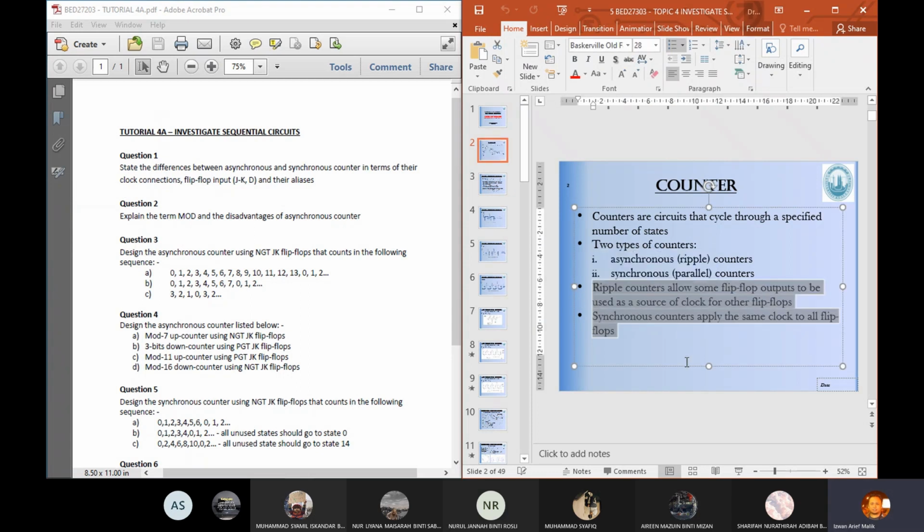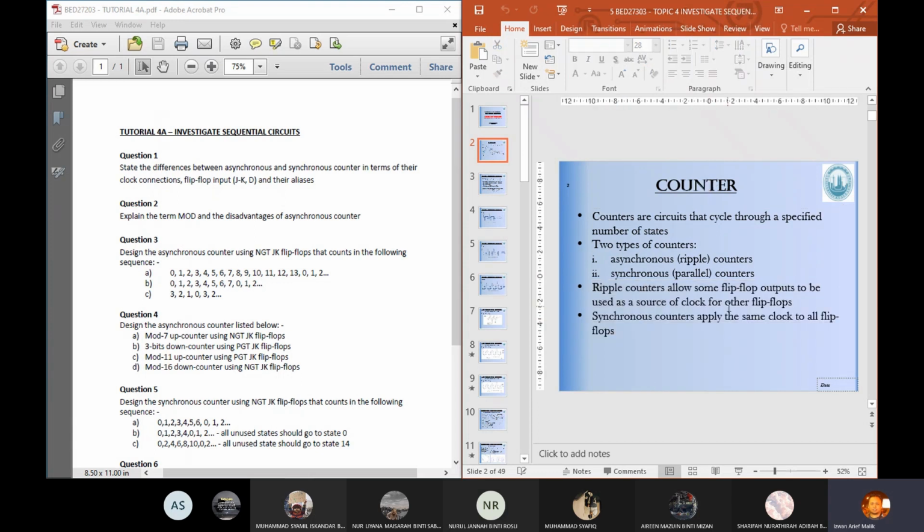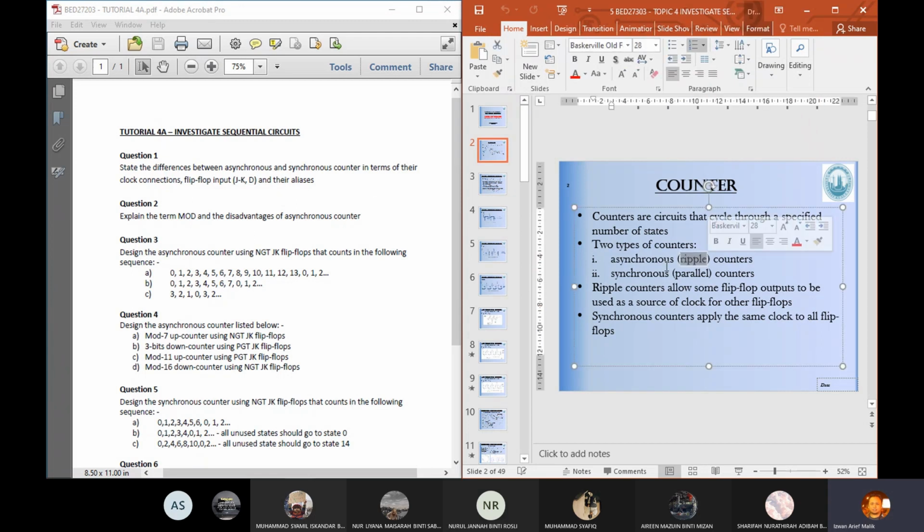this is the answer. For ripple counter, which is asynchronous, some flip-flop outputs are used as a source of a clock for other flip-flops. For synchronous, apply the same clock to all flip-flops. And then their aliases: asynchronous is ripple, synchronous is parallel.